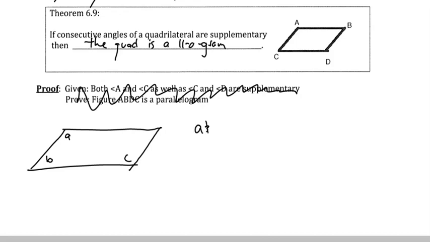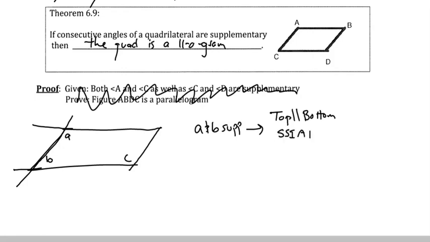If A and B are supplementary, then I am going to know the top is parallel to the bottom. How am I going to know that? Because think about that. What type of angles are A and B? They're SSIA. So that would be the SSIA postulate.